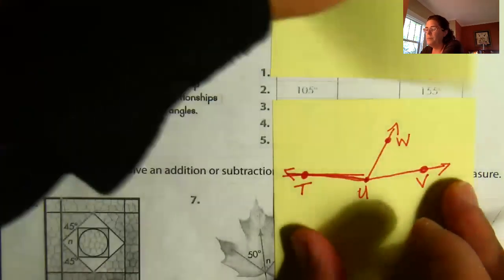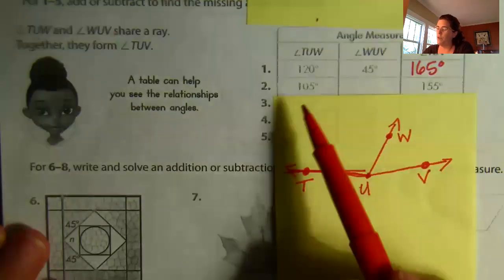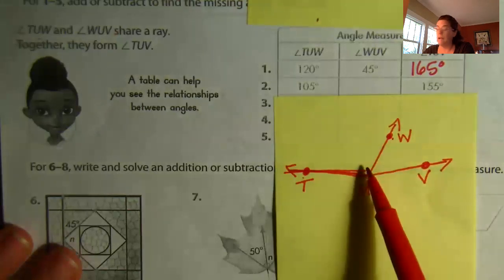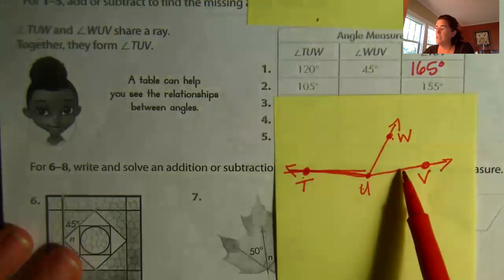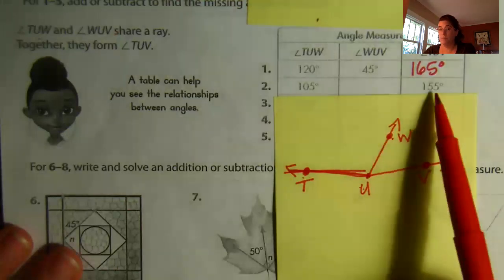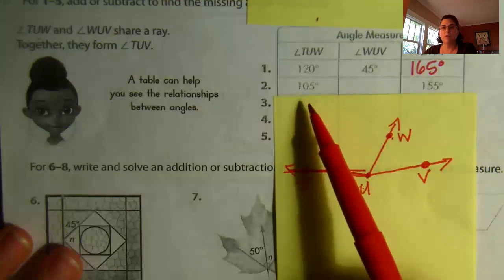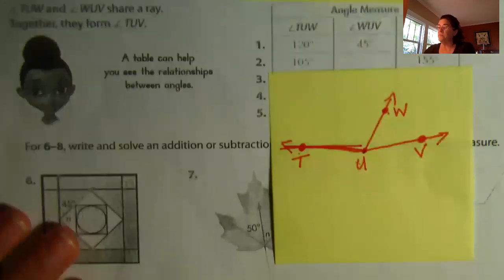Oh, and I covered up here. I need to double check. Okay, so that's TUW. So this first measurement, 105, is TUW. So that's here. I'm not given this other one. That's the missing one. And I'm given the whole one, TUV. So in this problem, I'm given the total and one part. So what operation am I going to use, adding or subtracting? If you said subtracting, you are correct.